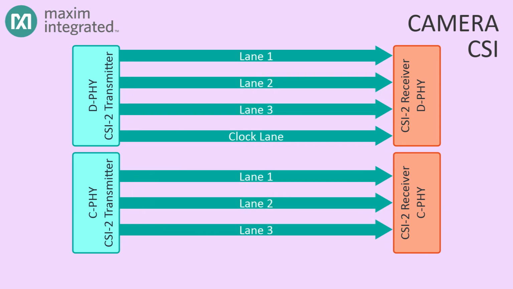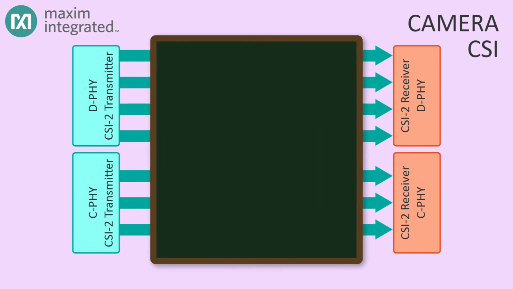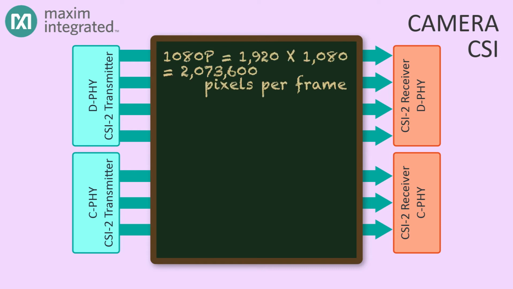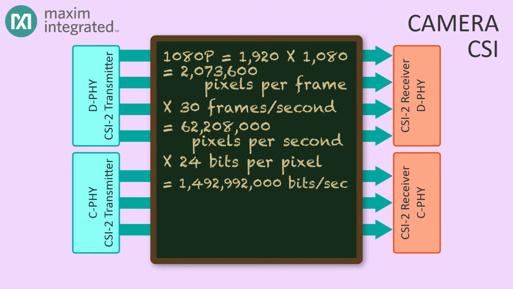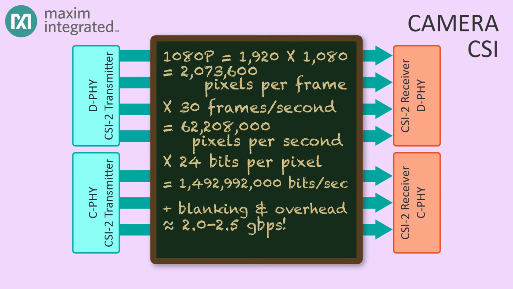So how many lanes are needed? Well, that depends on how much data you need to send and how quickly you need to send it. A 1080p high-definition signal running at 30 frames per second with 24-bit pixels requires about 1.5 gigabits per second, not counting blanking intervals and overhead. So let's say you'll need 2 to 2.5 gigabits per second. Now, you could transmit that signal over a single lane if you wanted, or split the signal over, let's say, 3 lanes, with each lane running at about 700 megabits per second.